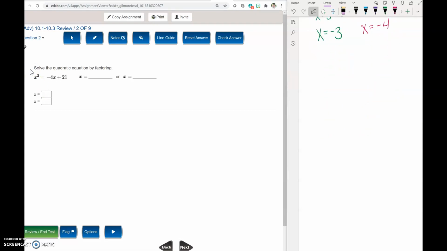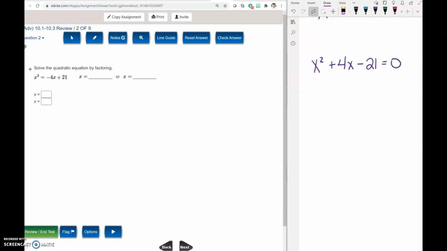Another one that we need to solve by factoring. First we need to get one side equal to 0. So you want to keep x squared positive. So I'm going to keep x squared on the left side. I'm going to add 4x on both sides and subtract 21 on both sides.